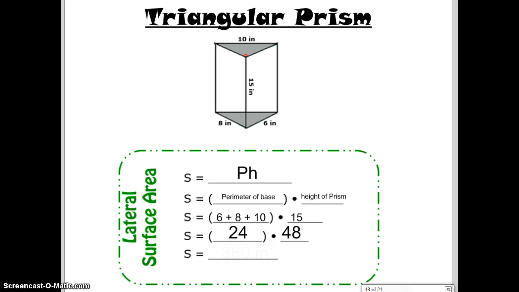The sum of the sides is 24, and this 48 should only be a 15. Alright, so we've got the perimeter of our base, which is 24, times a height of 15, and 24 times 15 is 360 inches squared. So if we needed the lateral surface area of our triangular prism, it would be 360 inches squared.